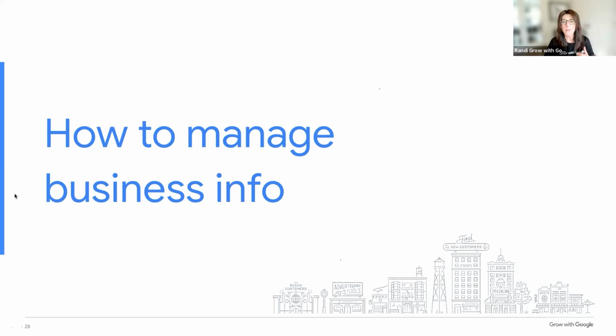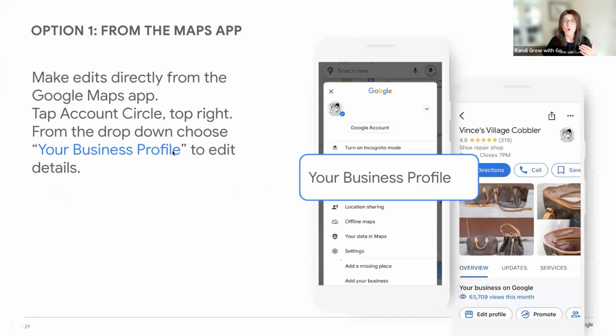So let's talk about managing your business information within your business profile. Now you can make edits from two different areas. One is from the Maps section. Download Google Maps, sign into your Google Maps from the same Google account that has access to your business profile. When you're signed in, you'll notice that circle up at the top is shaded.